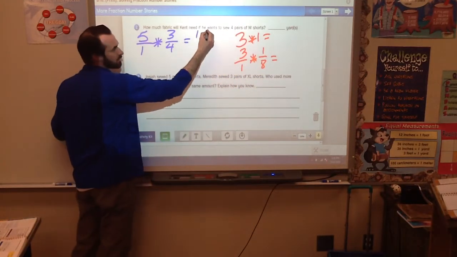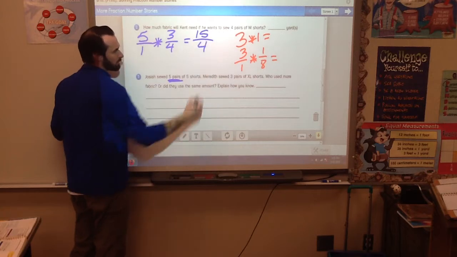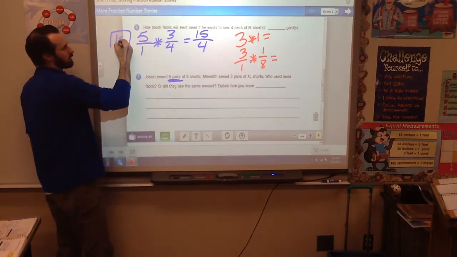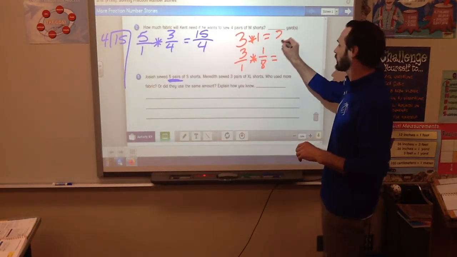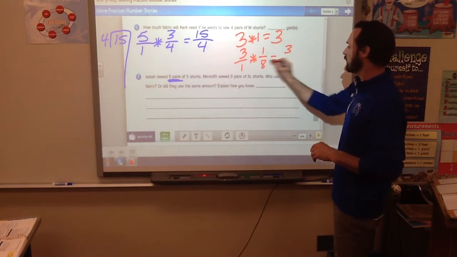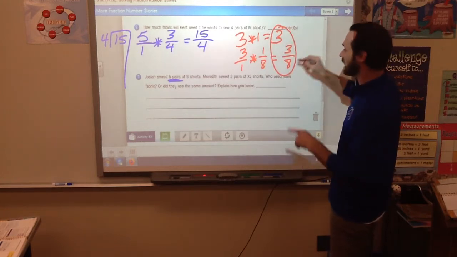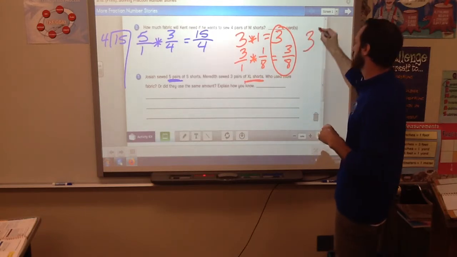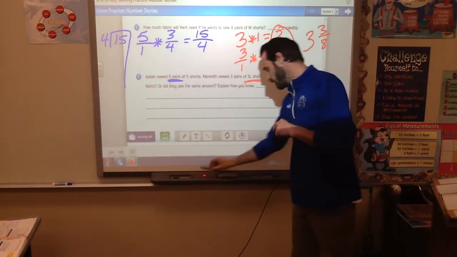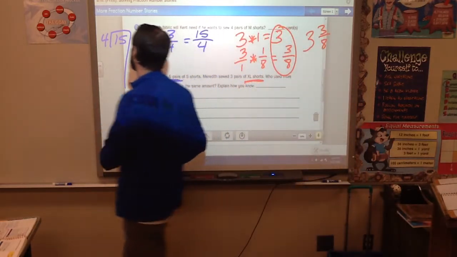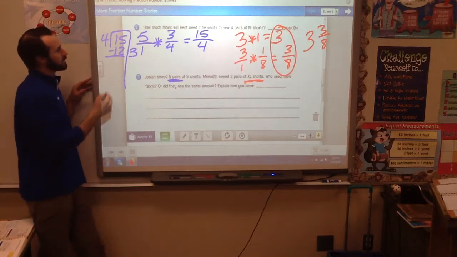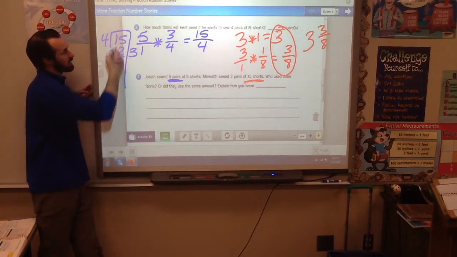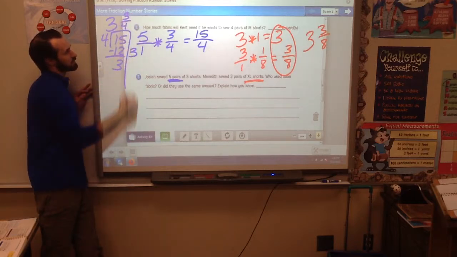5 times 3 is 15. 1 times 4 is 4. Okay, so over here, 15 divided by 4 is your step to make sure you find your whole number there. Over here, 3 times 1 is 3. 3 times 1 is 3 over 8. Combine these and you get, for the XL shorts, 3 and 3/8. Now, hopefully, you've solved this division problem. If you haven't, pause me and do it. 4 goes in there 3 times. 4 times 3 is 12, and we subtract. And 15 minus 12 is 3. So here you'd have 3 and 3/4.